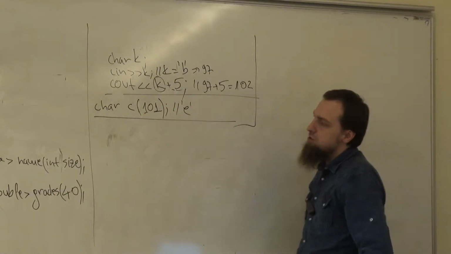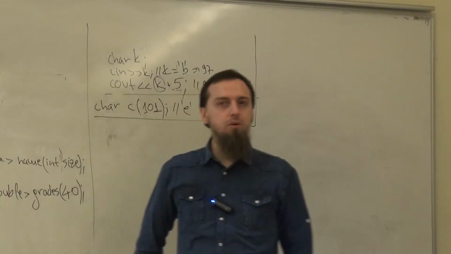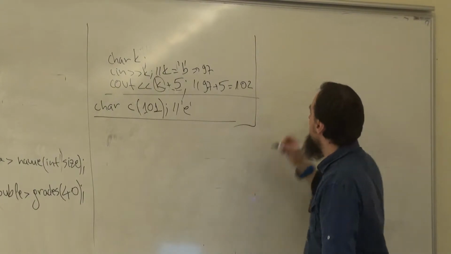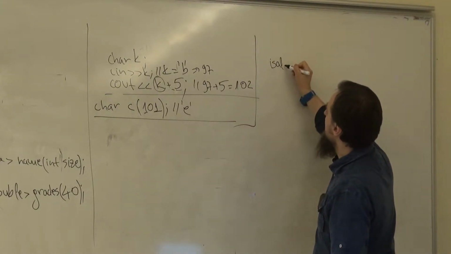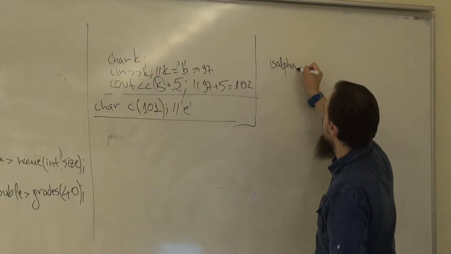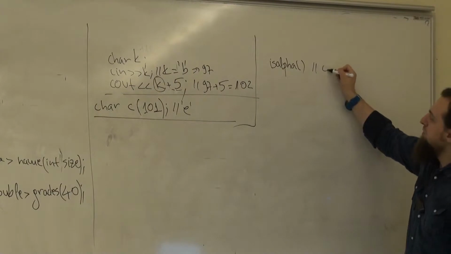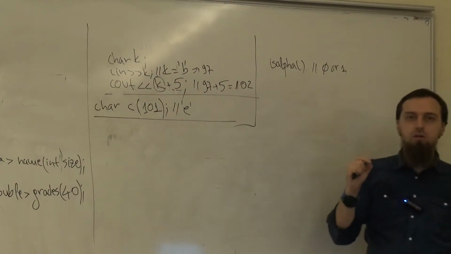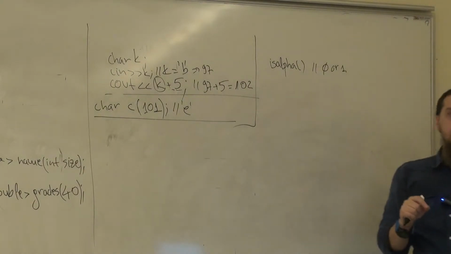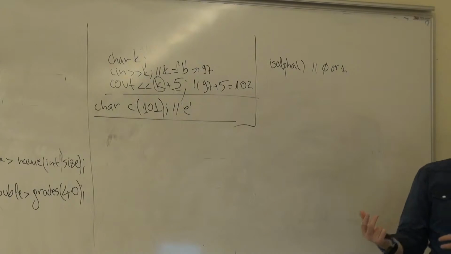There are some functions also available, I think in the ctype library, if I'm not mistaken. One of the functions is called isAlpha. This function returns true or false, 0 or 1. As a parameter, it takes a character. If the character is part of the English alphabet, it returns true. If it's not part of the English alphabet, it returns false.